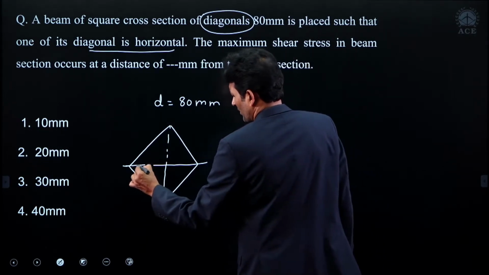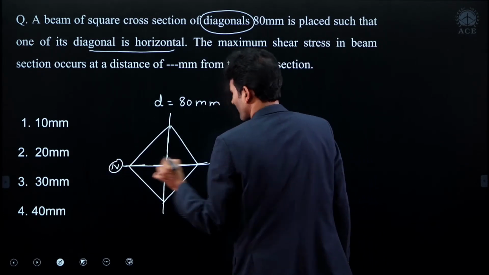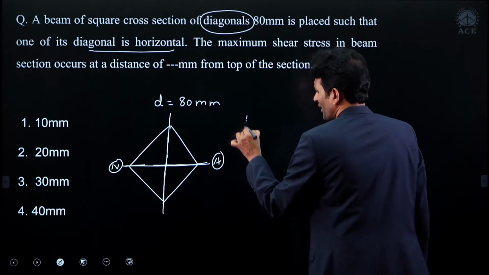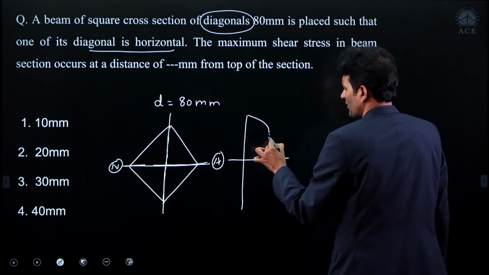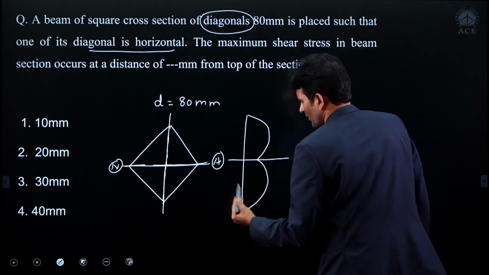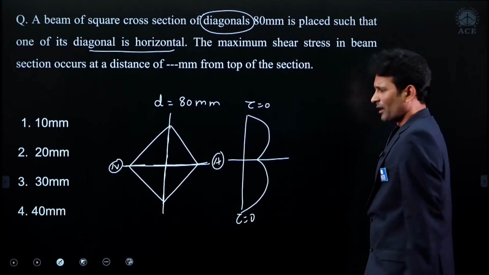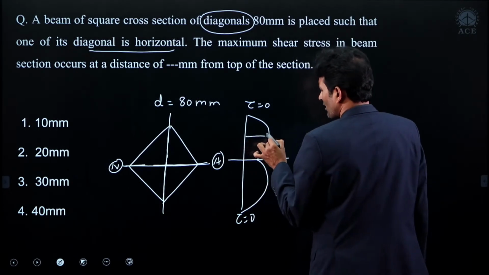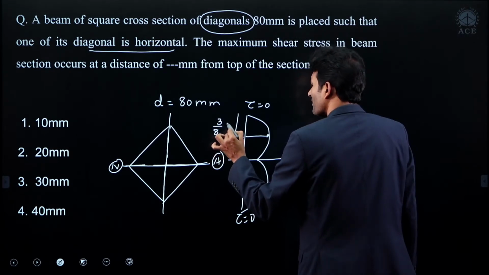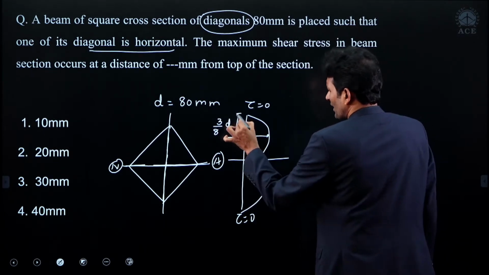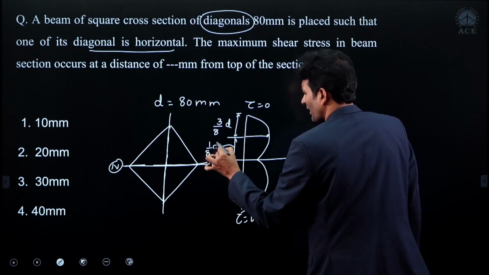Now look here, this is one diagonal, and this is the other diagonal. This is the neutral axis. Let's try to observe the shear diagram for this case. As we know, the shear diagram takes a parabolic variation. Here the shear stress at the extreme fibers is 0. In a rhombus, where is the maximum shear generated? From the top surface, at a distance of 3/8 times the D. From the neutral axis, it is at a distance of 1/8 times the diagonal.